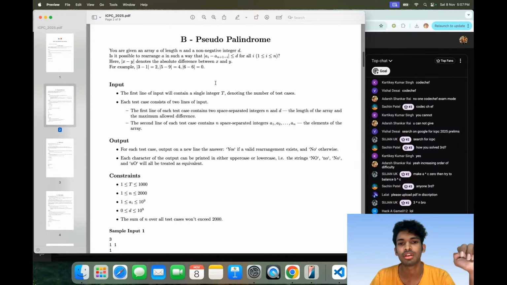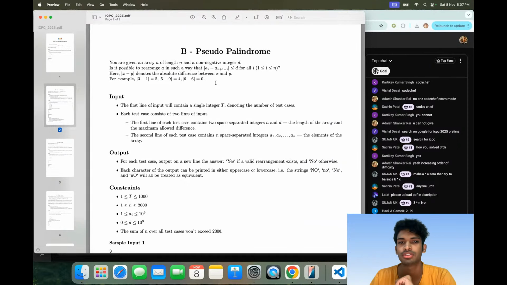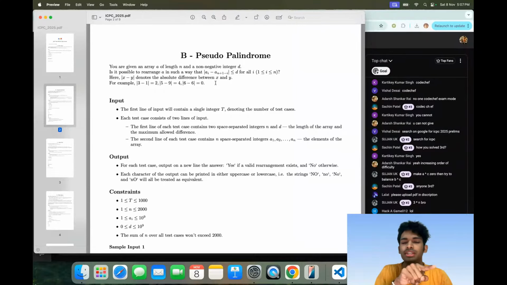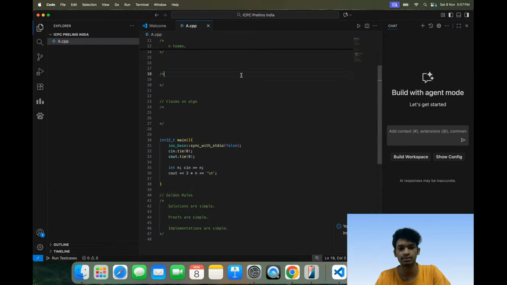Is it possible to rearrange A in such a way that the first element and last element, the adjacent difference, should be less than or equal to D, and that should happen for all of them? That is the problem. Just think about it. If n is odd, then what? The middle element can be anything. Other than the middle element, you have to pair everything such that all of the pairings are less than or equal to D. Do you see that?